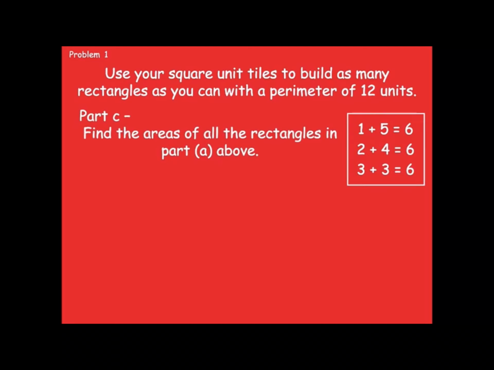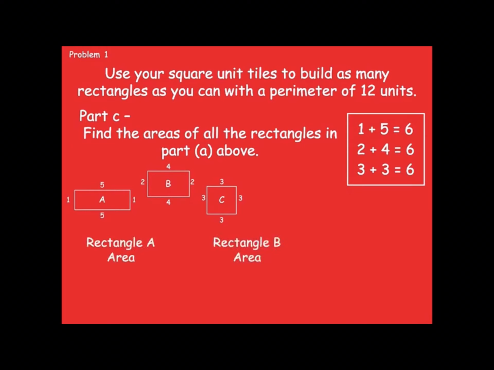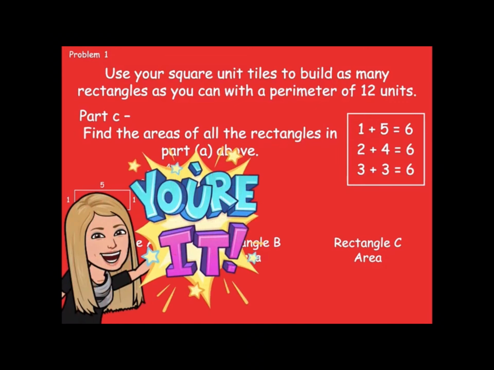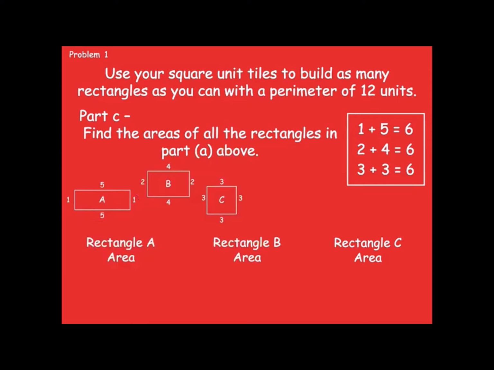Okay? All right, let's look at part C. Part C says find the areas of all the rectangles in part A above. Well, I can't look above, so I just made some little ones right here so I could refer back to it. So you are finding the area of rectangle A, rectangle B, and rectangle C. Okay? Remember, friends, how do we find the area? Yes, length times width. Okay, so pause the video, find the area of rectangle A, B, and C, and label them as A, B, and C so we know, and then click play when you're ready to go over it together. All right, friends, pause if you need more time.